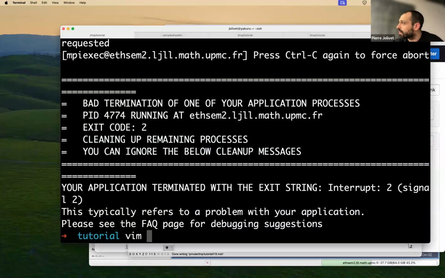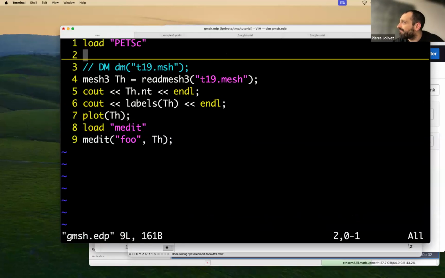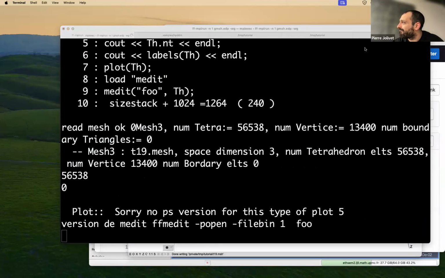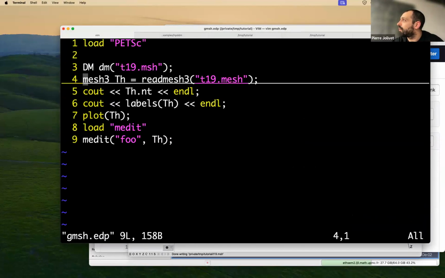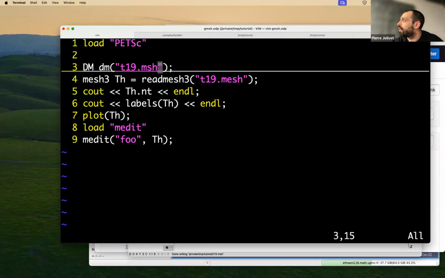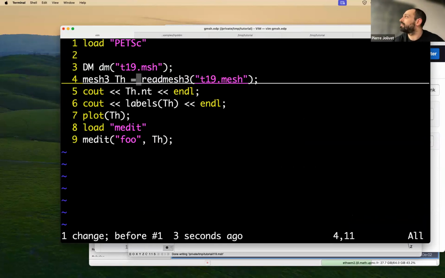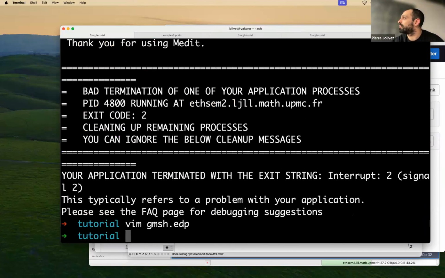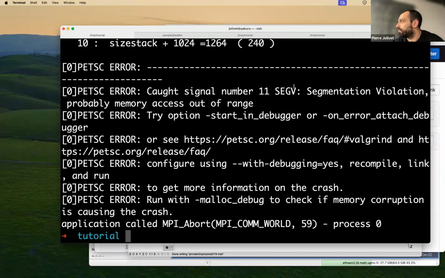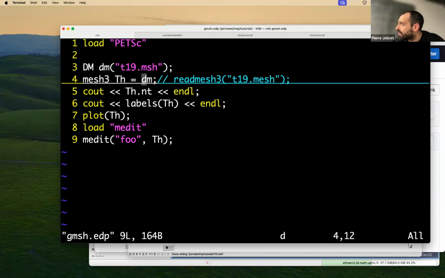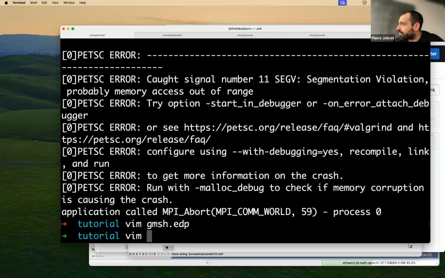Okay, let's try again. No. Okay, so I need to fix something, or we need to fix something in PETSc. We'll have to see, but that's okay. Anyway, let's go back to it.